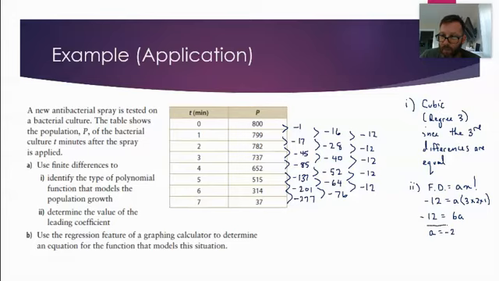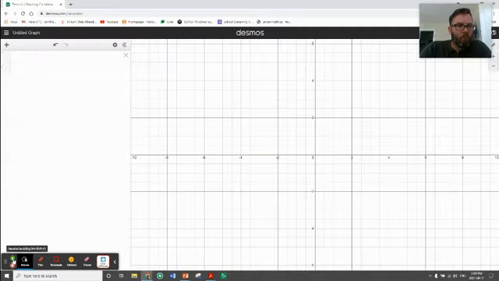All right. So I'm actually going to pause my screen recording and get this data entered into Desmos so I can give you guys a little video tutorial on how to do that. And we'll actually find the equation of the cubic model that models this data.